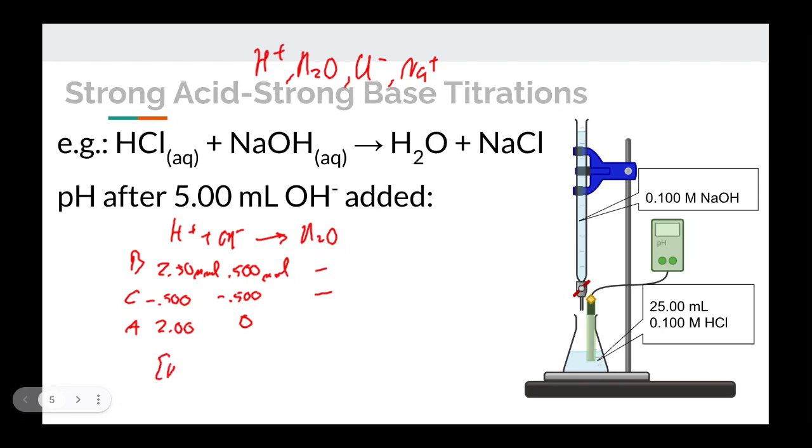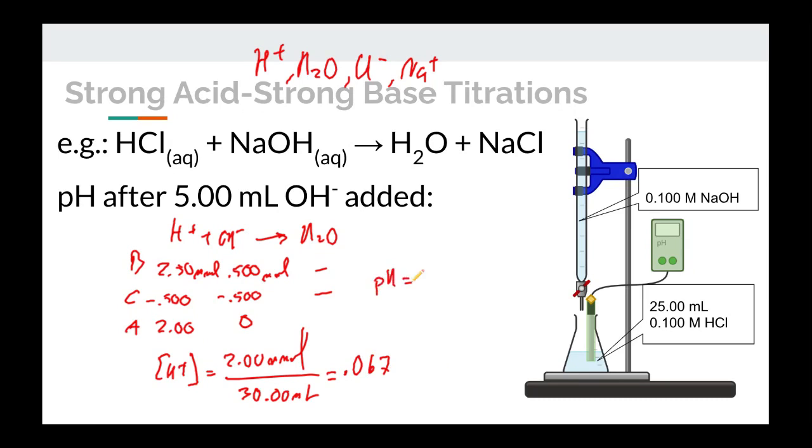So the concentration of H plus is going to be those 2 millimoles that are still there, that haven't reacted, divided by the volume. Well, we had 25 milliliters in there before. We added 5 milliliters, so now our volume is 30 milliliters. And this gives us a concentration of H plus of 0.067. So that means the pH is the negative base 10 logarithm of 0.067, which is 1.17. So our pH has risen.